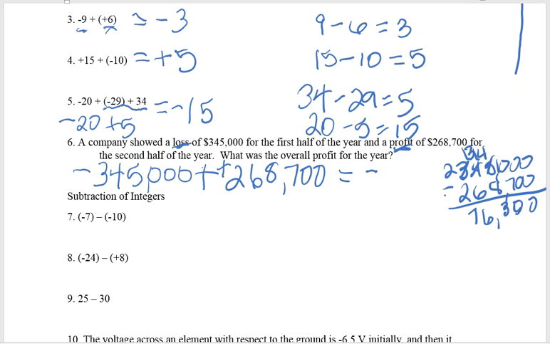So since the $345,000 loss is more than the profit of $268,700, they ended up in the hole, or negative $76,300 at the end of the year. Definitely not a good thing if you're a business. So now let's go ahead and move down to subtraction of integers.